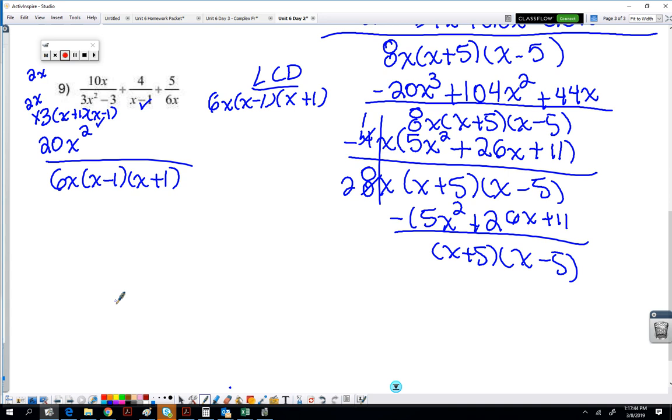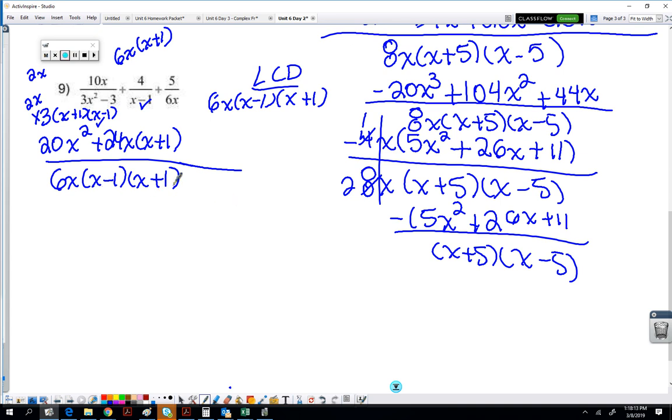And now I take a look at the next one, and I say, what is missing? I am missing a 6x and an x plus 1. So that's what you got to multiply by, 6x times x plus 1. So it's plus 24x times x plus 1. So now the last one is, you got to say to yourself, what is missing? All right, so let's say I have 6x and I have 6x. And this whole thing is missing.